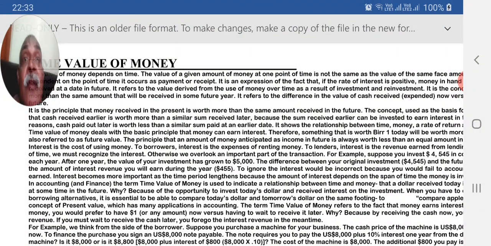But if suppose it is compounded not annually but quarterly, then how much? 12 divided by 4.